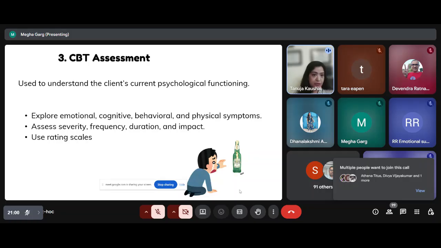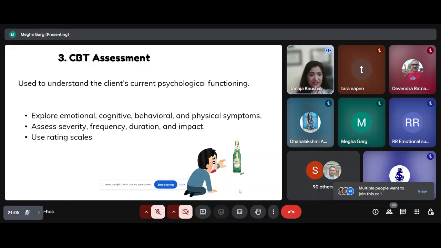During the assessment period, we can also use rating scales to establish baselines. Now, baseline is very important because if you don't know where your client is functioning today, you won't be able to assess if CBT has been helpful to them or not over the next 5 sessions or 10 sessions. So, extremely important to establish a baseline and ask these questions.